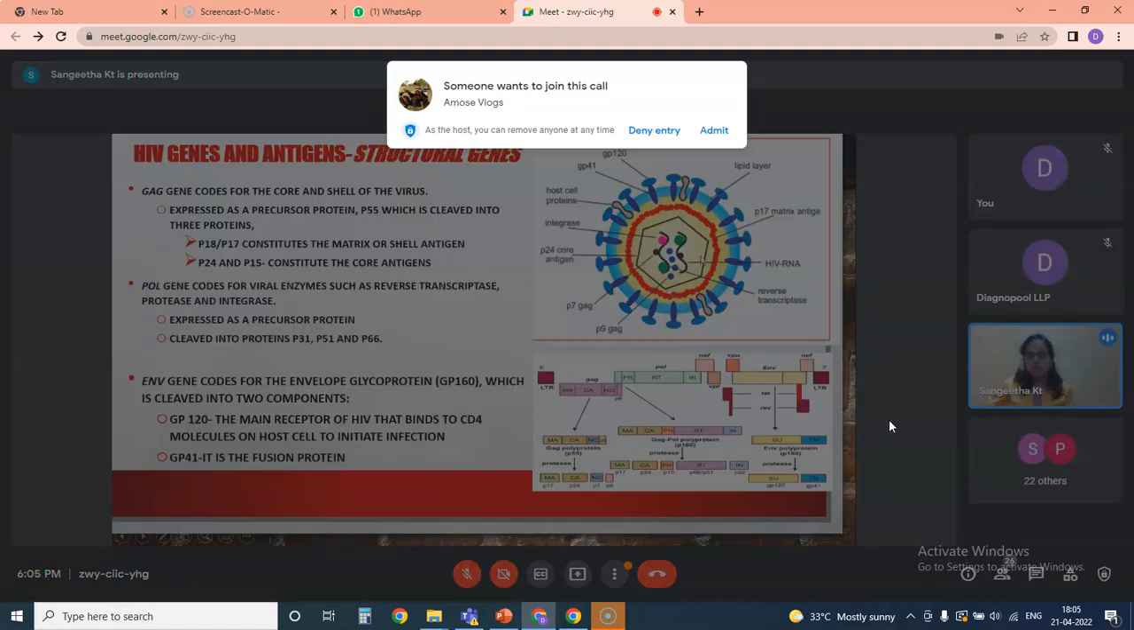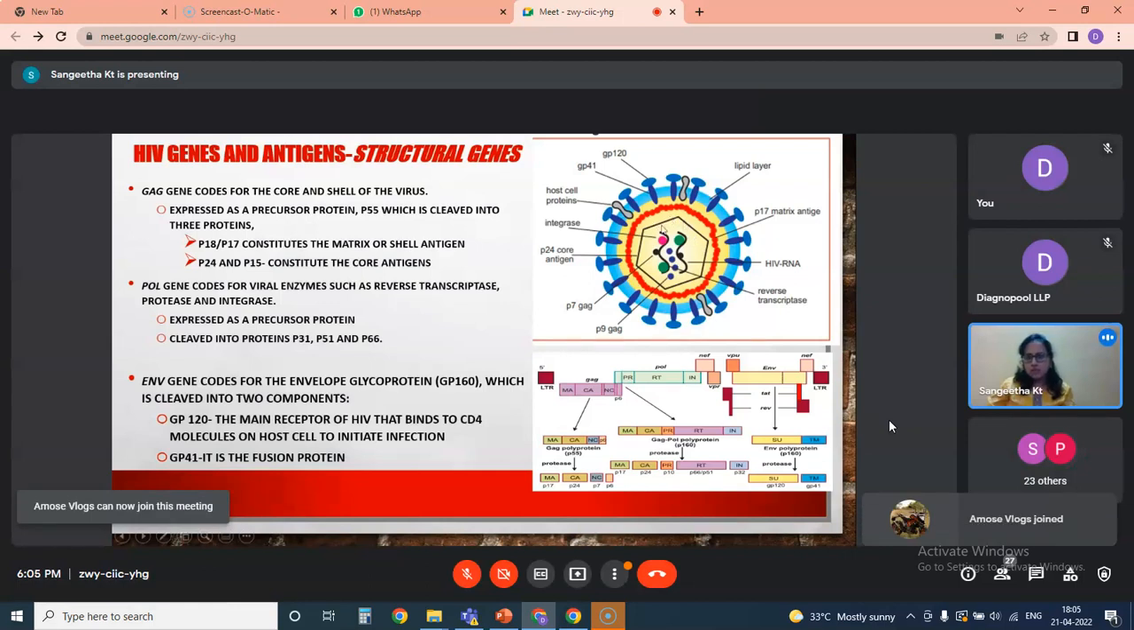You have heard of the P24 antigen, which we use for diagnosing HIV. So this is the P24 antigen which we are going to detect. This is the matrix protein, P18 or 17, and here are P24 and P15, which constitute the core antigens. Next is the pol gene, which codes for the viral enzymes I discussed in the previous slides. The pol gene is also expressed as a precursor protein and is cleaved into proteins P31, P51 and P66, which code for reverse transcriptase, integrase and protease enzymes.